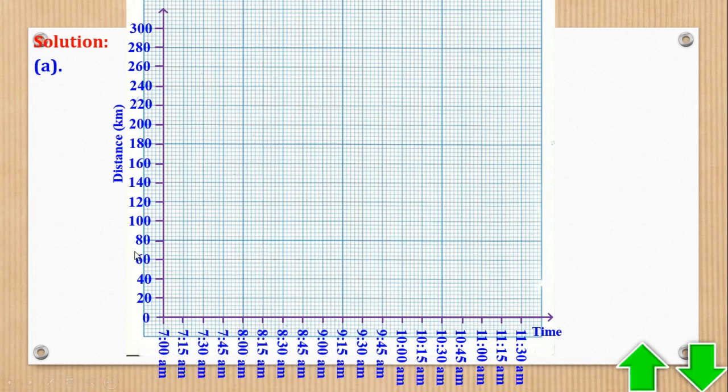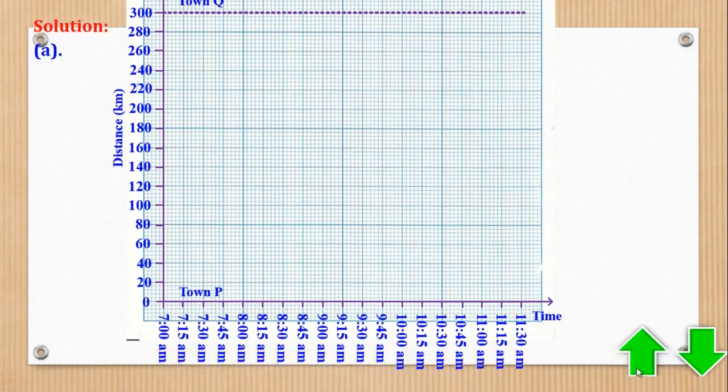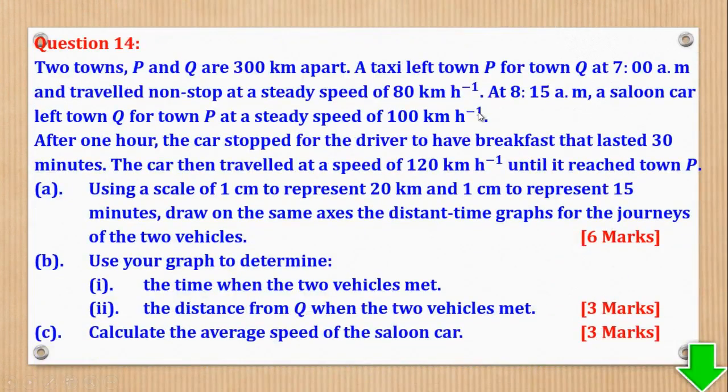Okay, now you have to show where town P is and town Q is. So town P is here and town Q is here. The distance apart is 300 kilometers. That's what you should remember. Then we shall start statement by statement. A taxi left P for Q at 7 a.m. and traveled non-stop at a steady speed of 80 kilometers per hour.